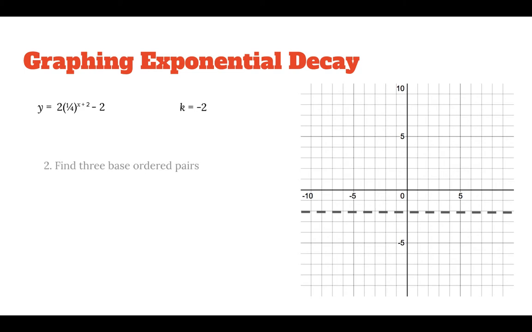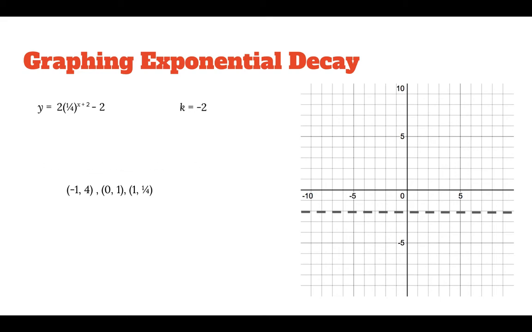Step 2, find 3 base ordered pairs. My base in this case is 1/4. So I start with my base ordered pairs: (-1, 1 over 1/4), (0, 1), (1, 1/4). Now the 1 over 1/4 does look a little weird, but if you remember that dividing by a fraction is the same thing as multiplying by the reciprocal, that ordered pair is technically (-1, 4).